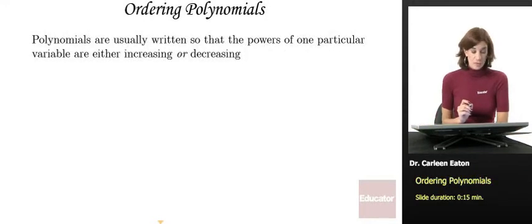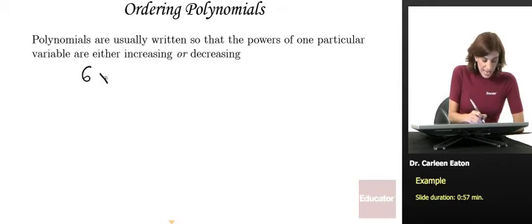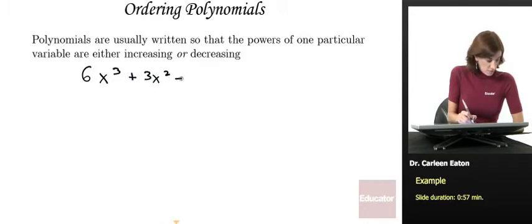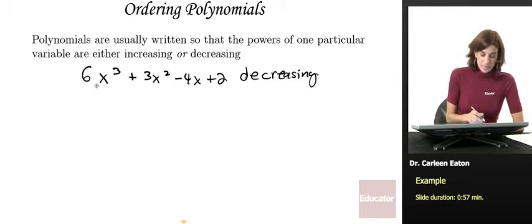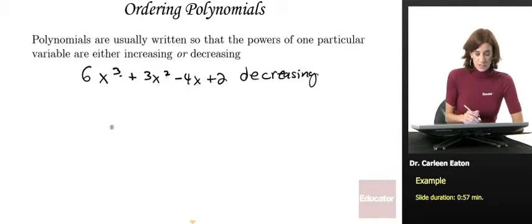Okay, ordering polynomials. Polynomials are usually written so that the powers of one particular variable are either increasing or decreasing. So they're in either ascending order or descending order. For example, if I have the polynomial 6x cubed plus 3x squared minus 4x plus 2, this is written in decreasing or descending order according to x, because I'm starting out with my x with the largest exponent, the largest degree, which is 3. Then I'm going to 3x squared, then minus 4x, which would be just x to the 1st, then the constant.